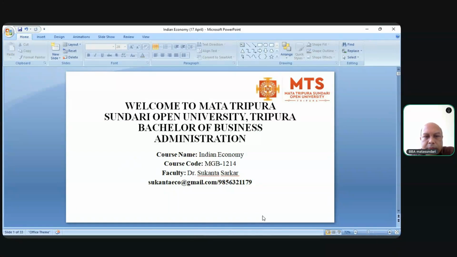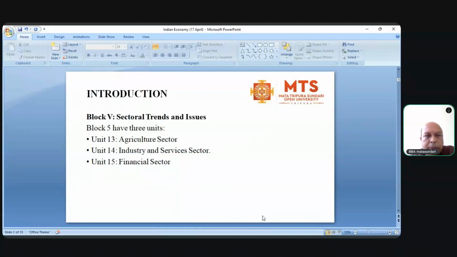Today we'll discuss the last block of the Indian economy course. Course code is MGB 1214. The last block, block number 5, title is Sectoral Trends and Issues. In block 5, there are 3 units.